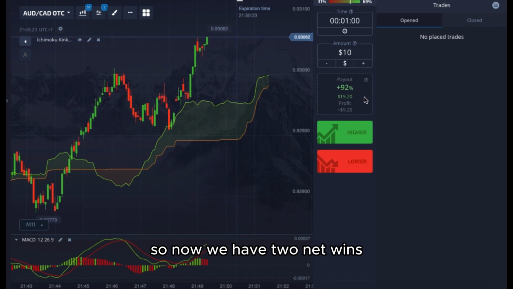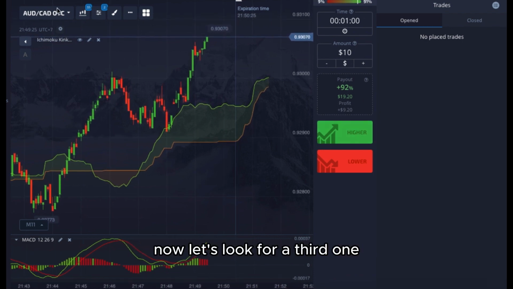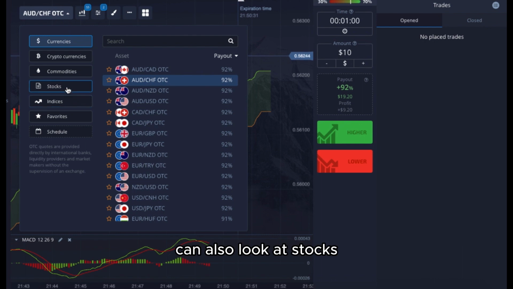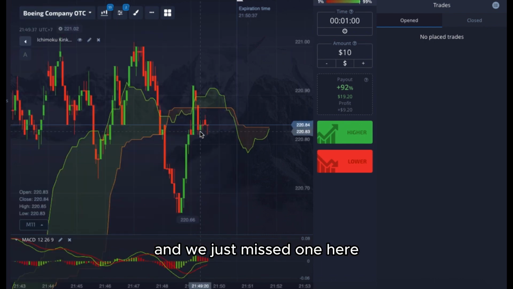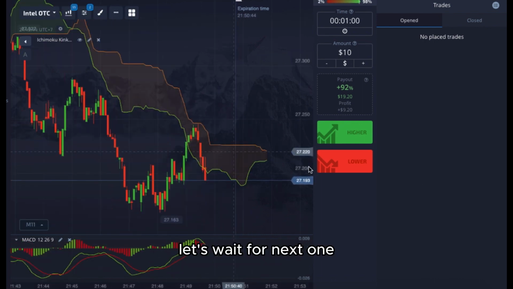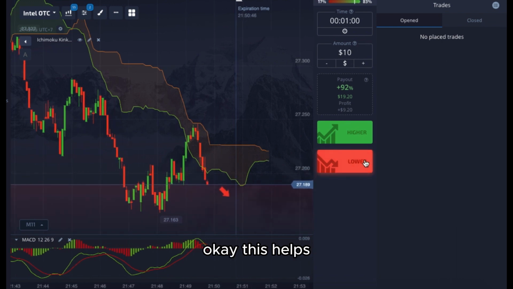So now we have 2 net wins. Now let's look for a third one. You can also look at stocks. We just missed one here. Let's wait for the next one. Okay, this is out. Let's go.